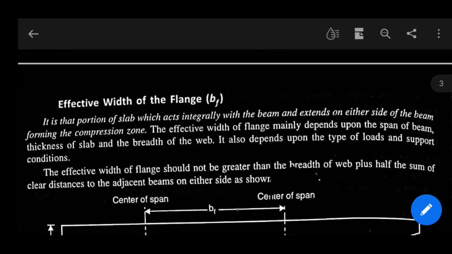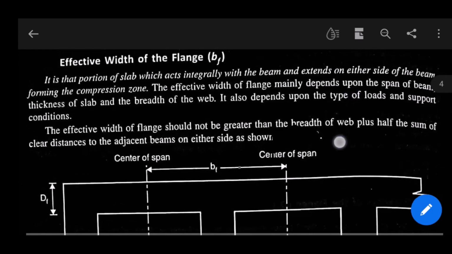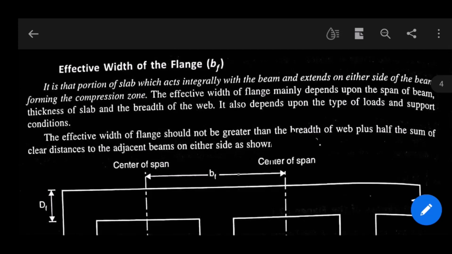Now the effective width of the flange, that is bf. It is that portion of the slab which acts integrally with the beam and extends on either side of the beam, forming the compression zone. The effective width of flange mainly depends upon the span of the beam, thickness of the slab and the breadth of the web. Okay, so these three things are the depending factors for effective width. It also depends upon the type of loads and support conditions.